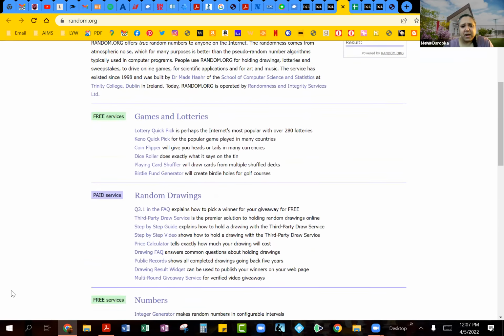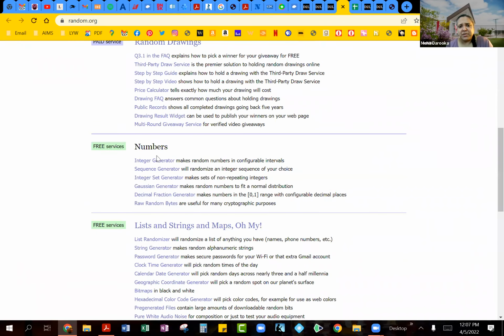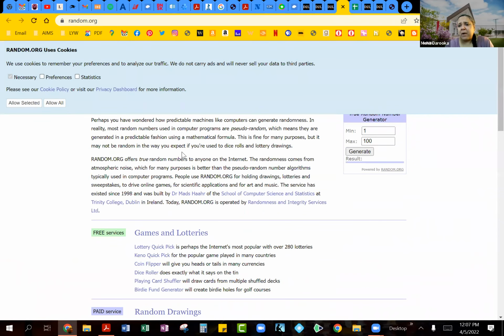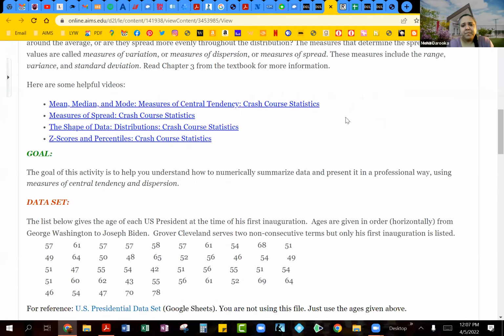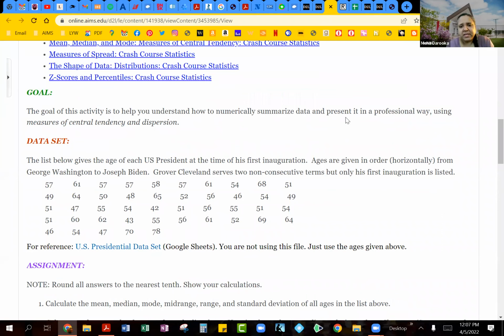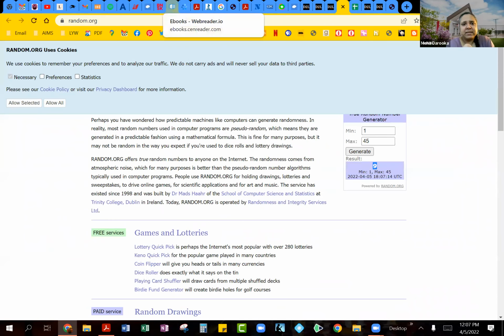To fasten up the process, I would probably go down here to the integer generator. However, you do have a random number generator over here. You can just put the number from 1 to 45, and whichever age you want to choose, that number will show up here. So pick the age which is in the 9th position. The 68 on that first row is in the 9th position, so that would be the age that you would select.